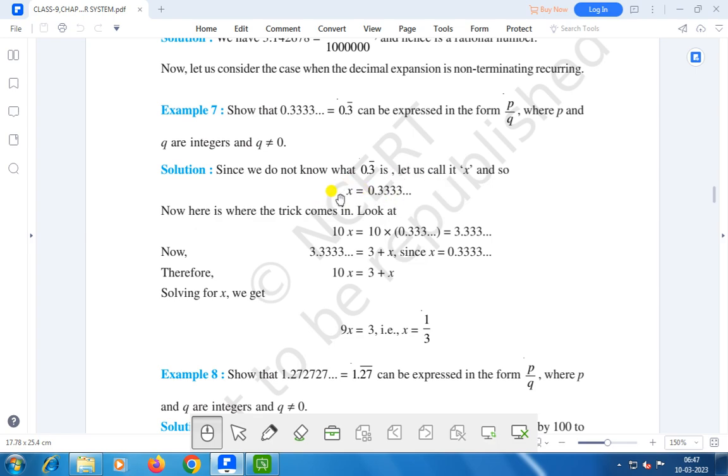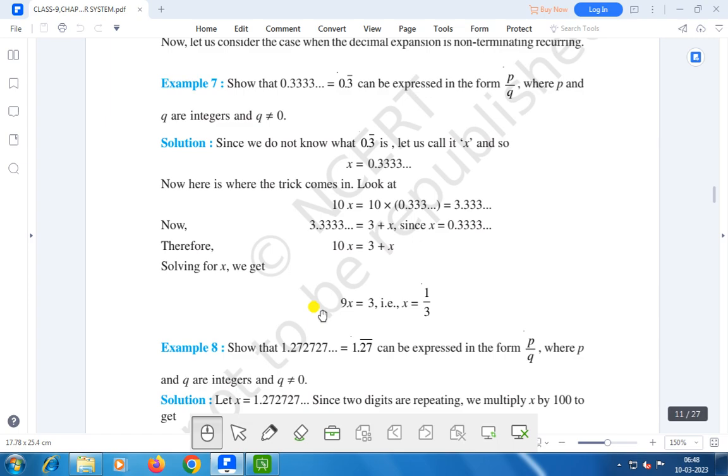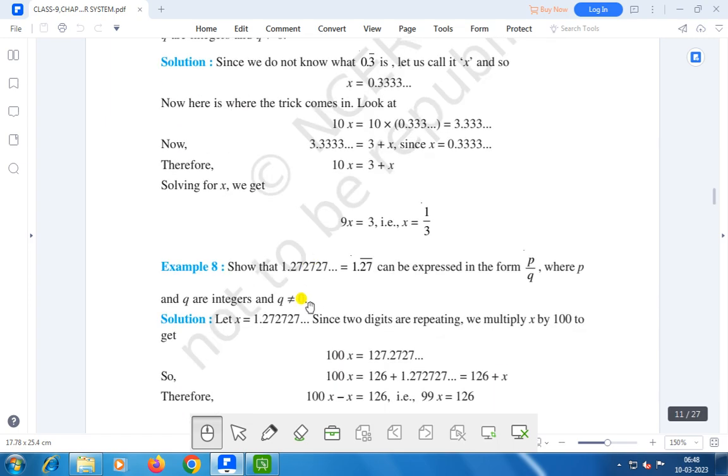If you multiply both sides by 10, then we get 10x equals 10 into 0.3333, or 3.3333, or you can write 3.333 as 3 plus x, since x equals this. Therefore 10x equals 3 plus x, or solving for x, 9x equals 3, or x equals 1 by 3.